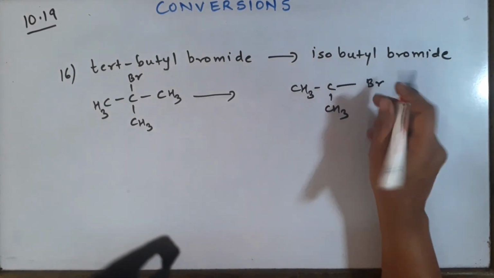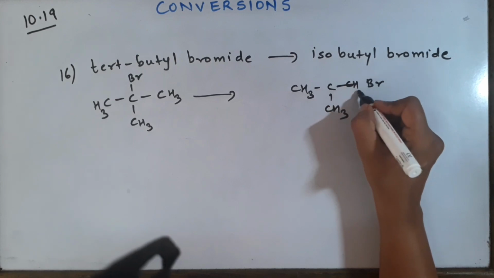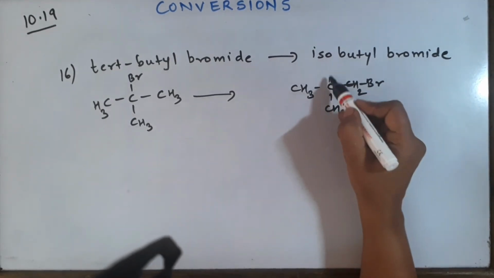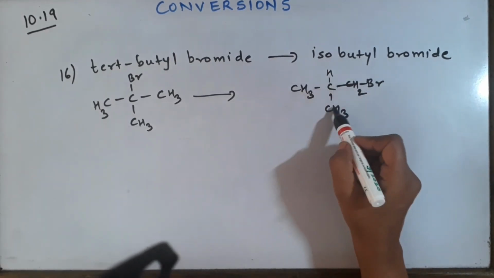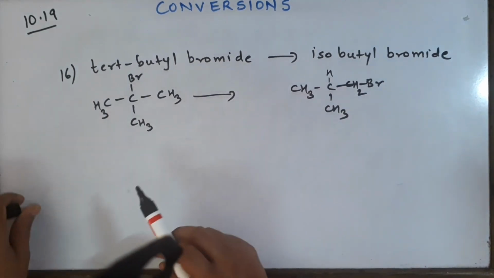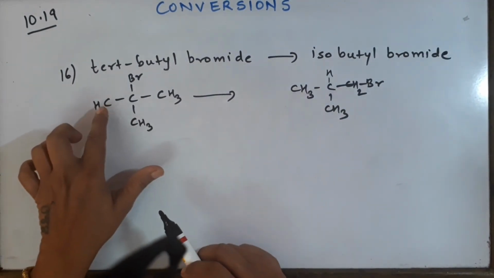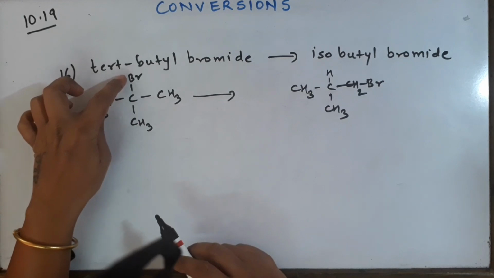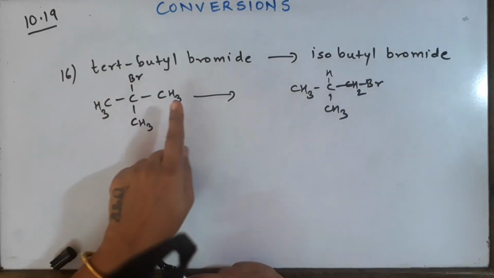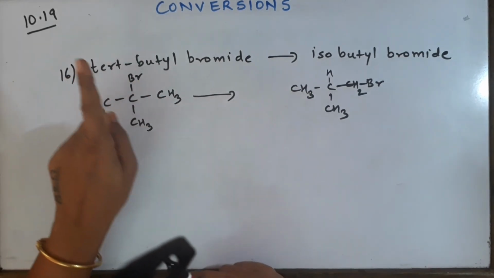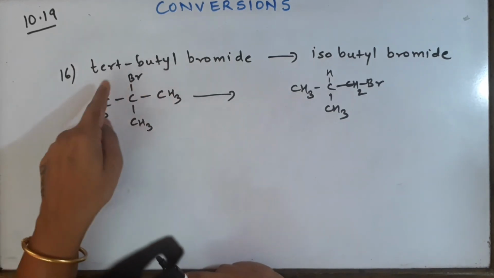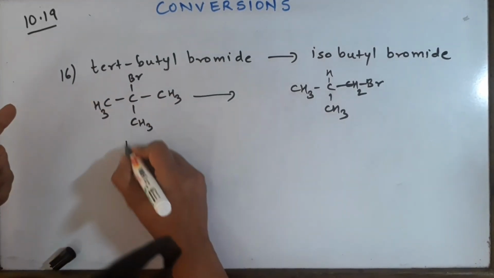1, 2, 3. This has become propyl. So I have to attach one more CH2 over here. So now it becomes isobutyl bromide. 1, 2, 3, 4. So in short, you have to pick up this bromine from here and attach it here. Remove it, again add it. Remove, add.